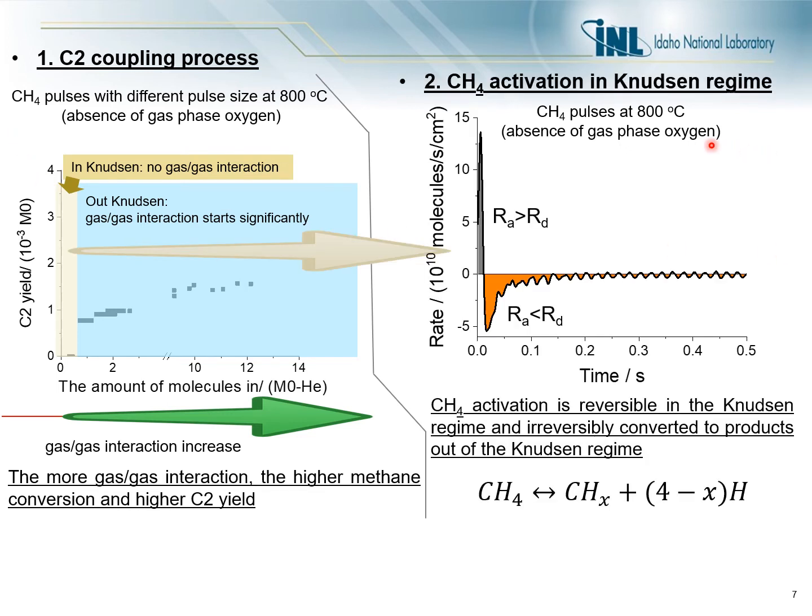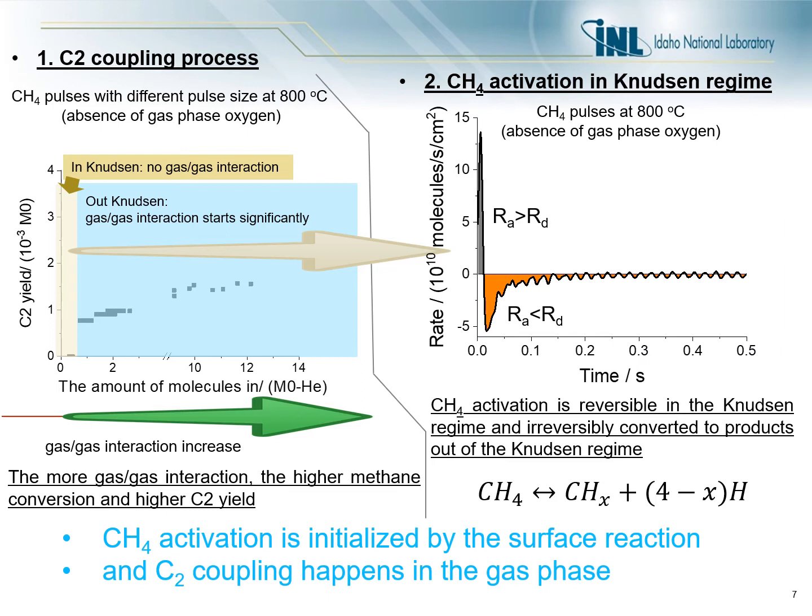Now, when we analyze the transient kinetic information in the Knudsen diffusion regime, we find that methane experiences a reversible adsorption process. As you can see in the figure here, the response shows a positive followed by a negative. Overall, methane activation is reversible when there is only methane and catalyst surface interaction going on. But methane can be irreversibly activated and converted to products outside the Knudsen diffusion regime, where gas-gas interaction becomes significant. We concluded here that CH4 activation is initiated by the surface reaction, and the C2 coupling happens in the gas phase.